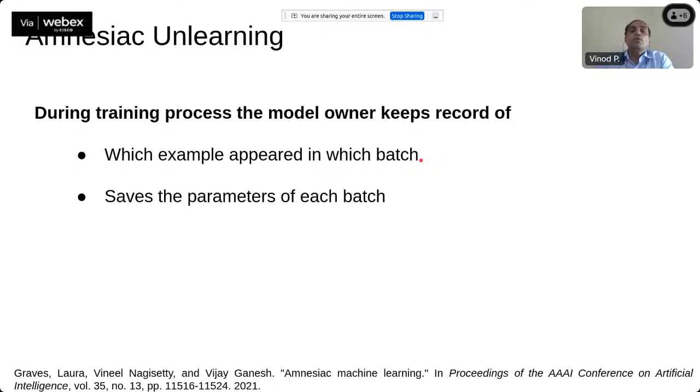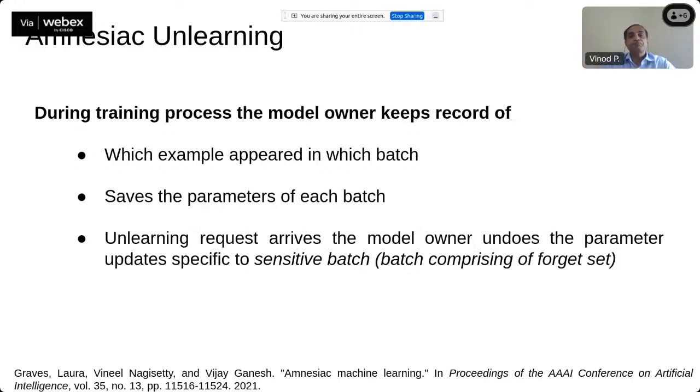And so what the model developer has to do is to record the parameters corresponding to every batch, because if a data point is present in a sensitive batch and I want to remove the effect, I have to make some changes in the parameter space, like weights or gradient. So I have to scrub the influence of that particular parameter. So we have to keep track of the batches.